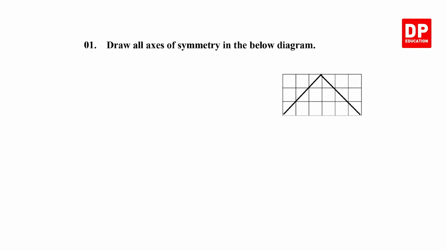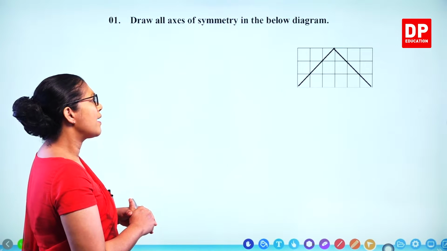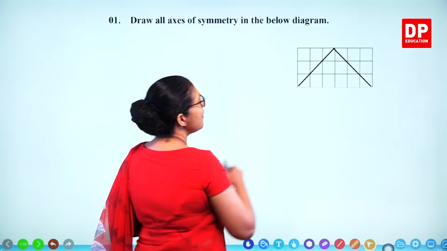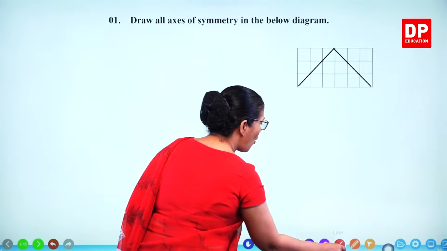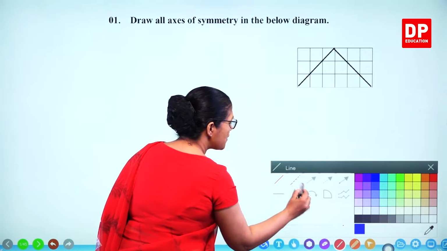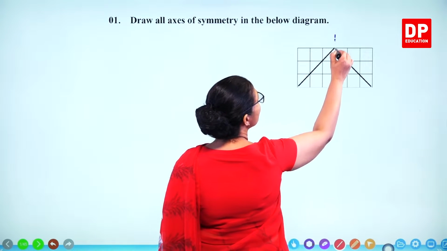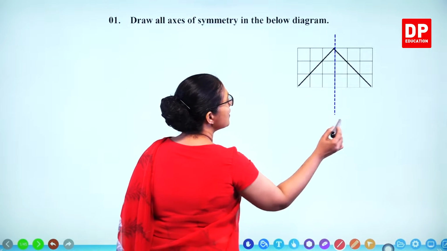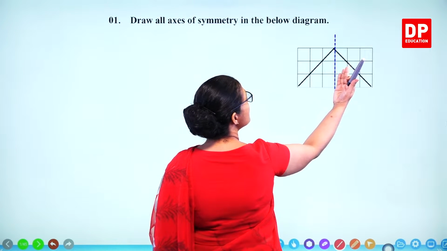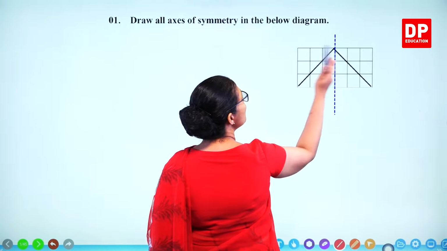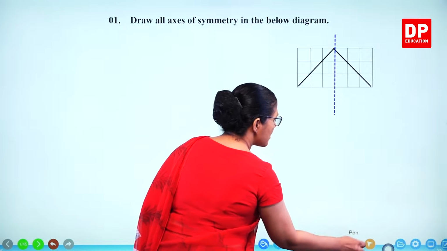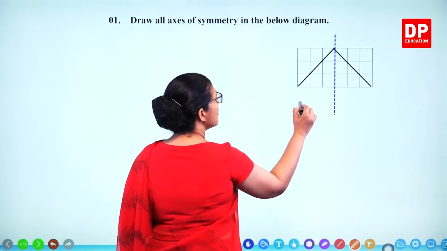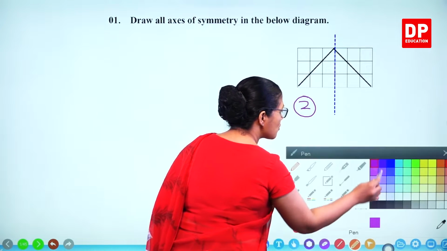Let's take question number 1. Draw all axes of symmetry in the diagram below. Look carefully. You can't divide this one in this way, so only one way. You can draw only one line of symmetry. That should be this one. That's the symmetric line. This part coincides with this one when you fold it along this line. So you get 2 marks for drawing the axis of symmetry.